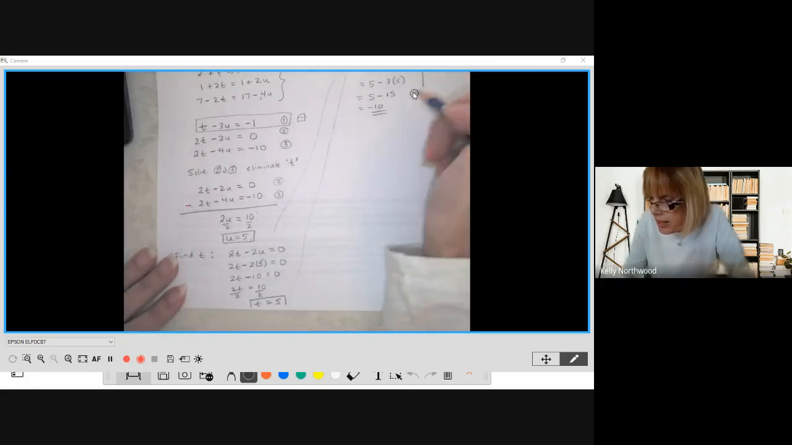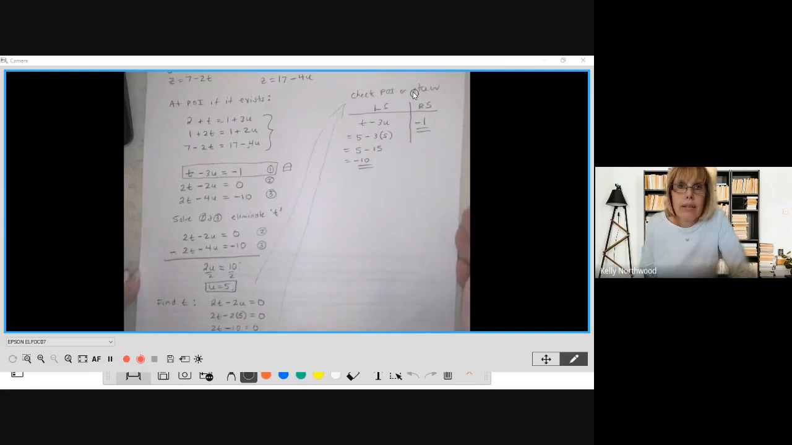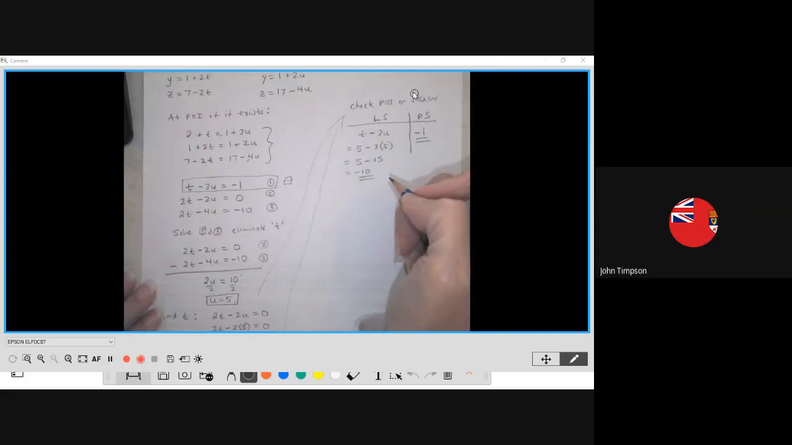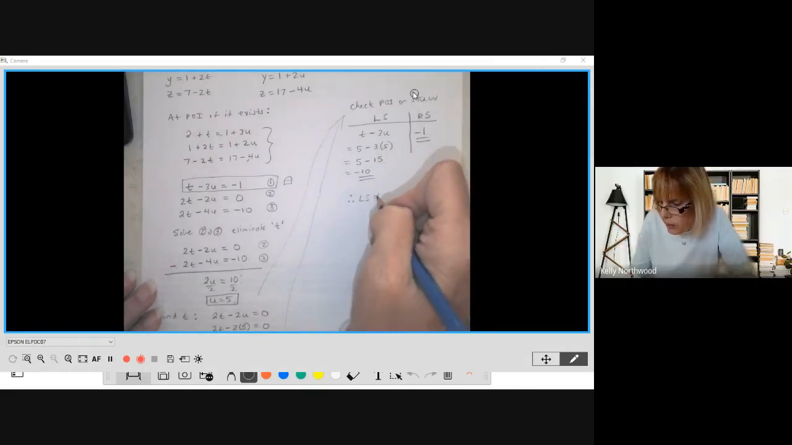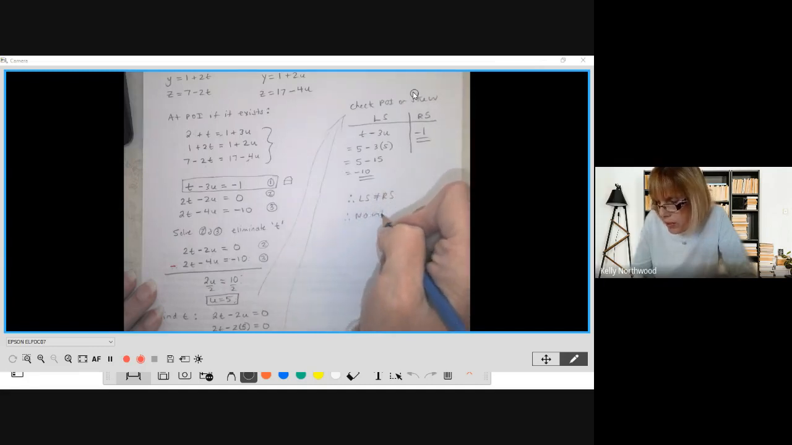Okay, so you guys say these did not match? Yeah, unfortunately, it doesn't look like they do. So therefore left side does not equal right side. Therefore no intersection. We have skew lines.